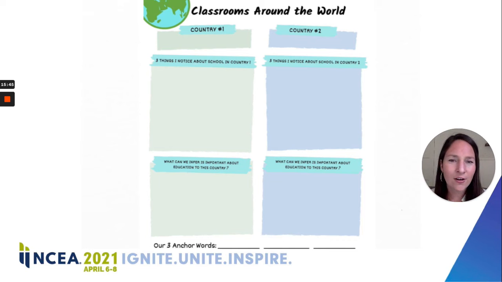If you're in the younger grades, that could even look like reading a book from that country or a couple books, so you can compare and contrast. But really, we just want the students to be observing and noticing, and then looking at that observation and seeing what can we learn. You'll notice at the very bottom, I have the 3 anchor words, so always looking through that lens, reminding students to really come back to those anchor words.